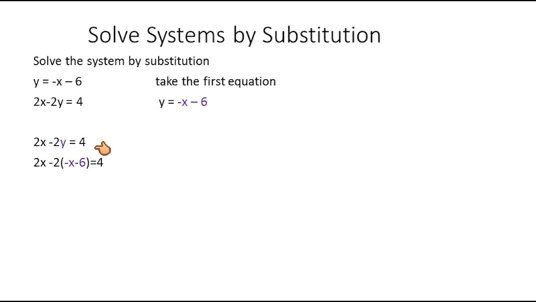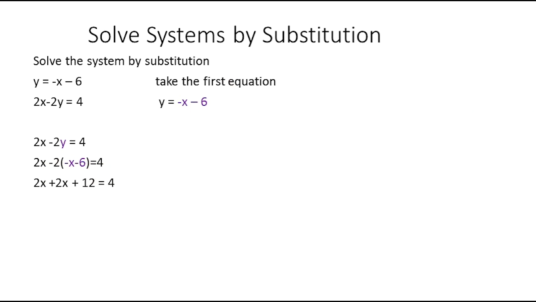So these two are the same equations. The only difference is that y has been replaced with what y equals, negative x minus 6. And the reason we do that is because you cannot solve an equation with two different variables. They have to be exactly the same. And we're both going to have x.